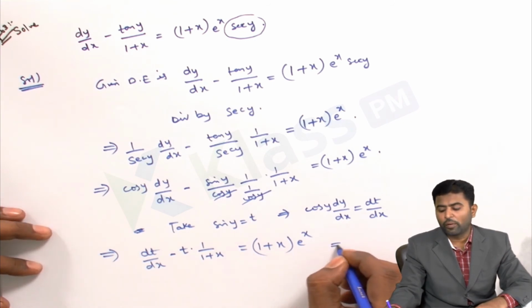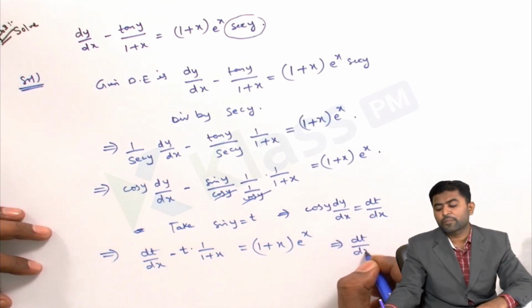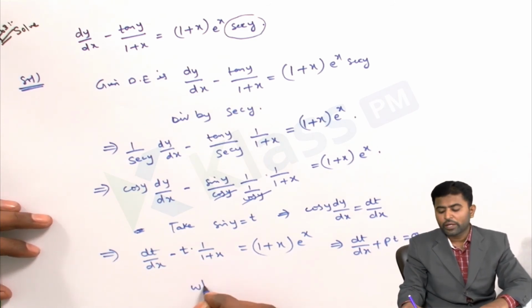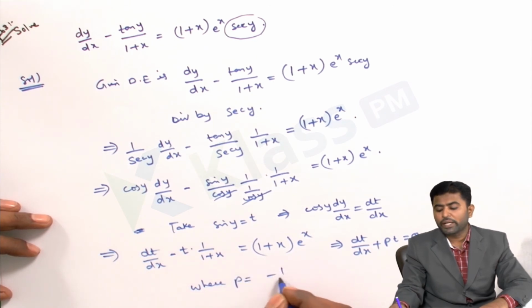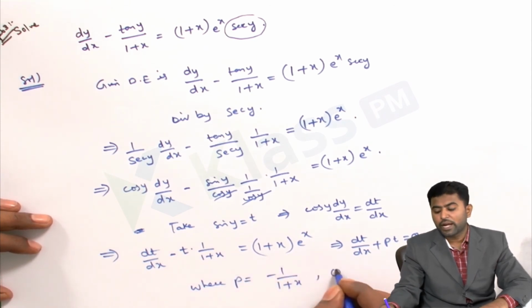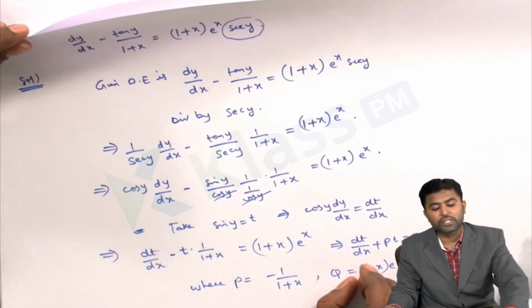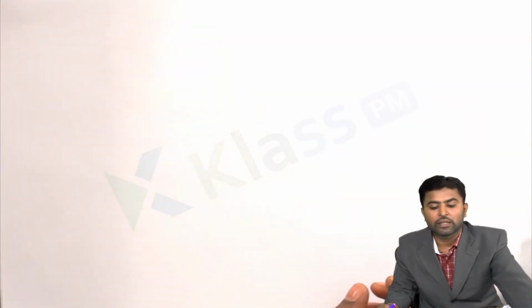Now this is of the form dt by dx plus pt equal to q. That is a linear differential equation in t, where p is equal to minus 1 by 1 plus x and q is equal to 1 plus x into e power x. So first, to find out the general solution, I need the integrating factor.